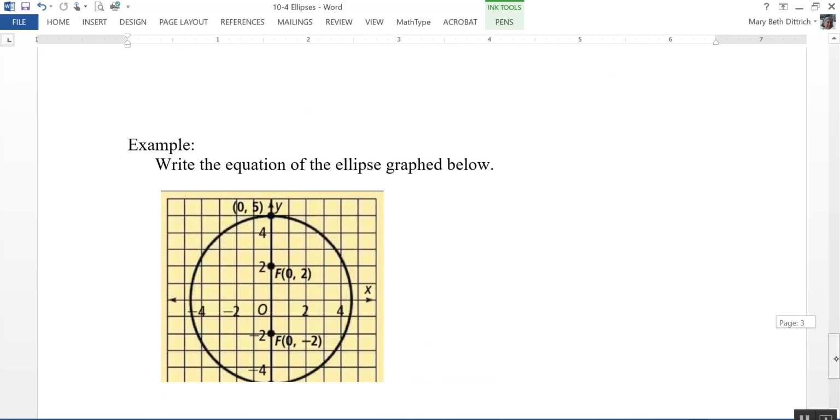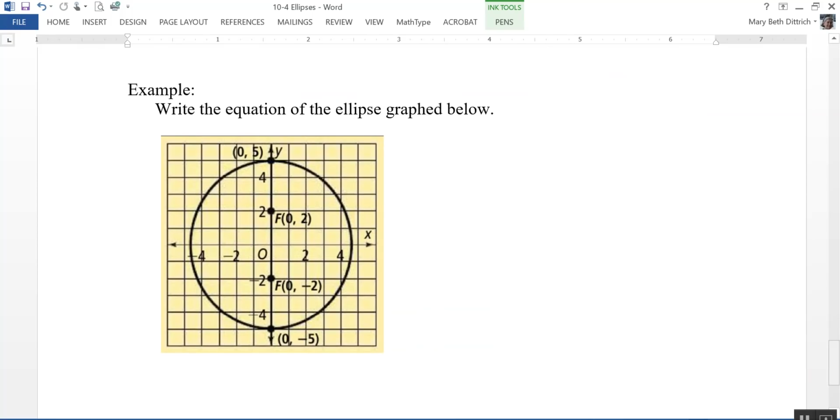And our last example asks us to write the equation of the ellipse that is graphed below. And so again, it is centered at the origin, which is kind of nice. And you'll notice that the foci are on the y-axis, so that means that this one is also going to be vertical and will be of the form x squared over b squared plus y squared over a squared equals 1. And I need to find my a and my b.